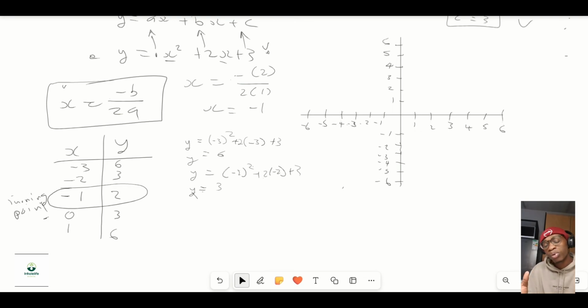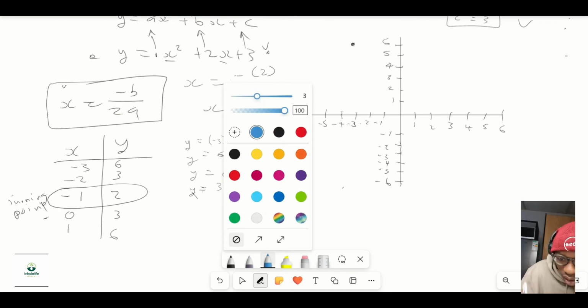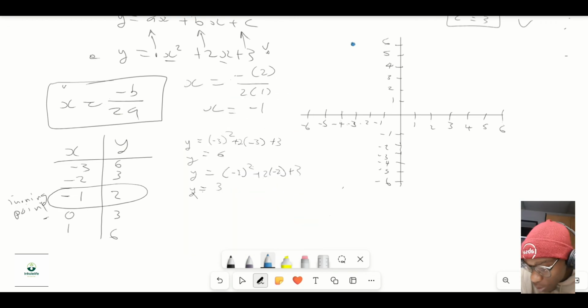So when plotting your function, you can do several things. You can either start by plotting your turning point, or you can start by plotting all these coordinates. So the first coordinate is negative 3 and 6. So we have negative 3 for x, which is this one, right? And then we have 6 for y. So meaning our point is going to be here. Okay, let's use a different color. Yeah, cool. Then our next coordinate is negative 2 and 3. So negative 2 is here, and then 3 for y is here.